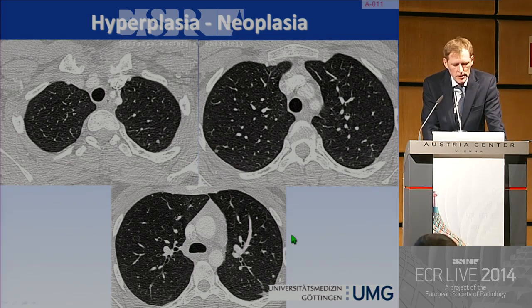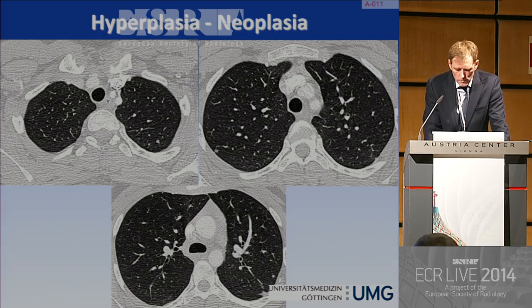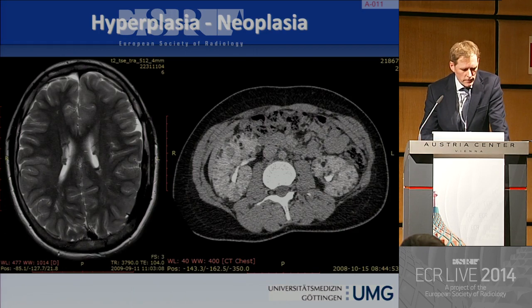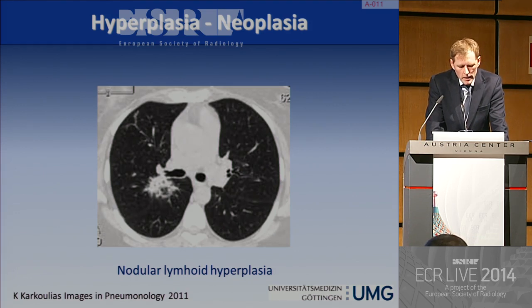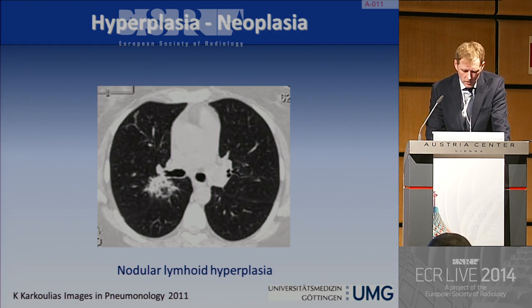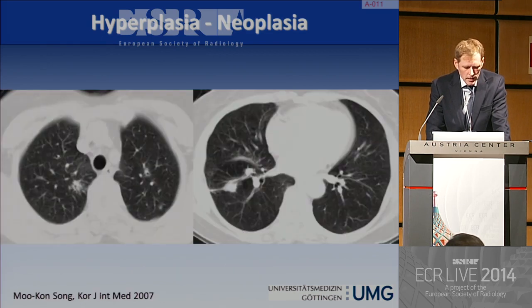So you may get hyperplasias in patients with systemic disease, such as this patient with tuberous sclerosis and evidence of tubers within the ventricles and the angiomyolipomas of both kidneys. A bit more difficult may be the very rare diagnosis of nodular lymphoid hyperplasia of the lung, which may be primary but may be associated with lymphoma in other places. And here's an example from Kaloukias in Pneumonology in 2011, and another example of a patient who had multiple such small infiltrates of the lung.